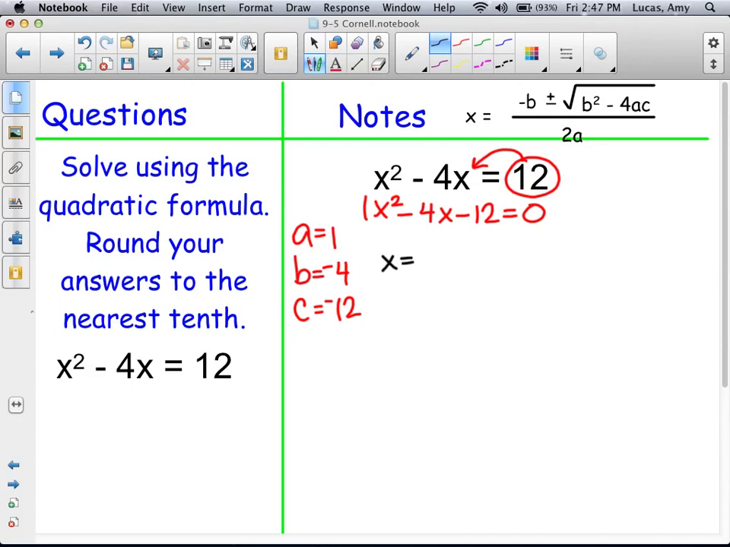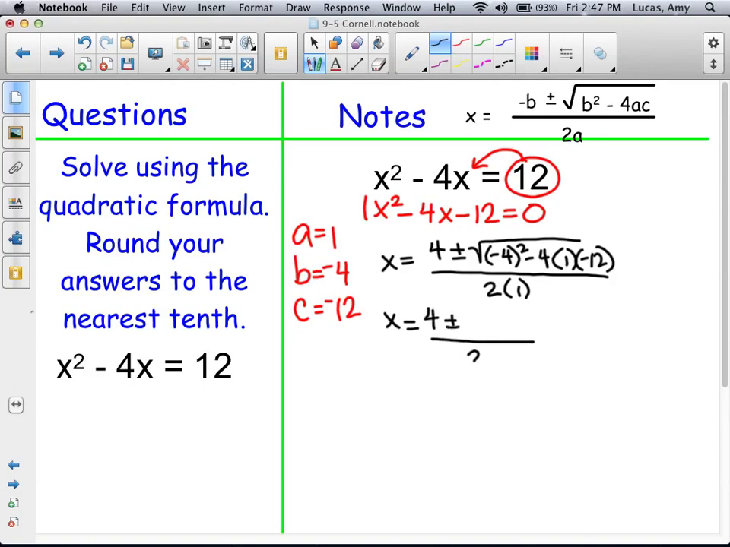The opposite of B would be positive 4 plus or minus the square root, negative 4 squared minus 4 times A times C, all divided by 2 times A. Simplifying under the root. Negative 4 squared is 16. Negative 4 times 1 times negative 12 gives me positive 48. So underneath the root, 16 plus 48 is 64. So the square root of 64 is 8.